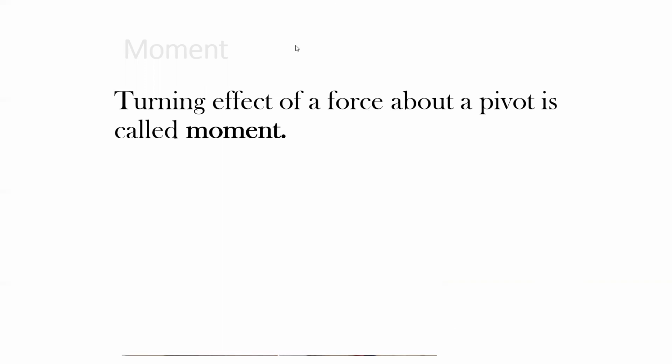So for example, if you have an object which is fixed from one end, the position where the object is fixed, what we call that is a pivot. That point is known as a pivot. And we apply the force. So what happens? This object will rotate.